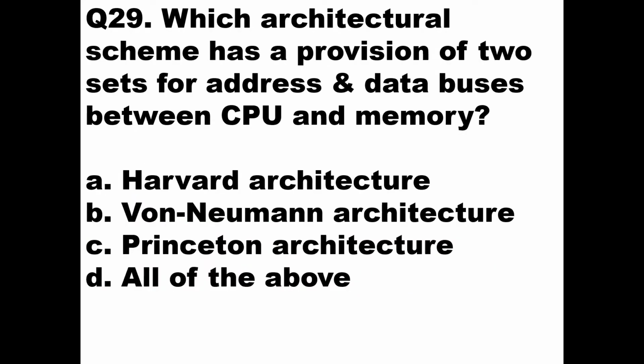Which architectural scheme has a provision of two sets for address and data between CPU and memory? Obviously, it is Harvard architecture because Harvard architecture is going to use separate memory for data and separate memory for program. So it will have two sets for addresses and data buses. Okay. So here the option A will be the right answer, Harvard architecture. Clear? Then we'll go to the next question.